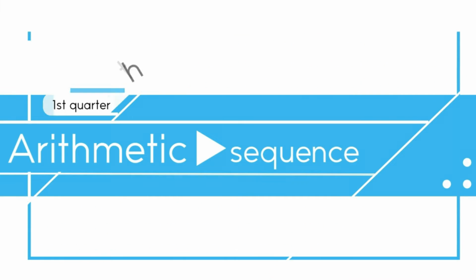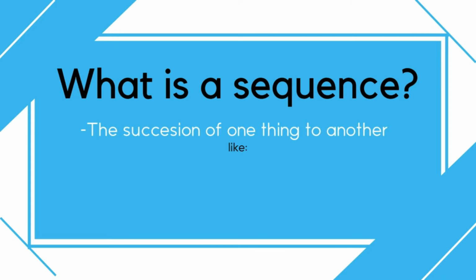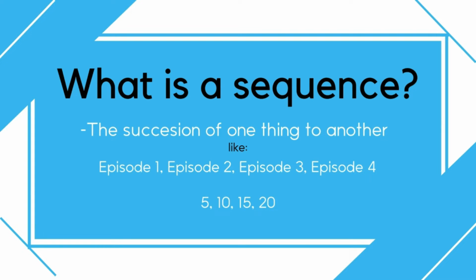Hello, and today we will be learning about arithmetic sequences. But first, what even is a sequence? Well, a sequence is basically the succession of one thing to another, like episode 1, episode 2, episode 3, and episode 4. Or 5, 10, 15, and 20.